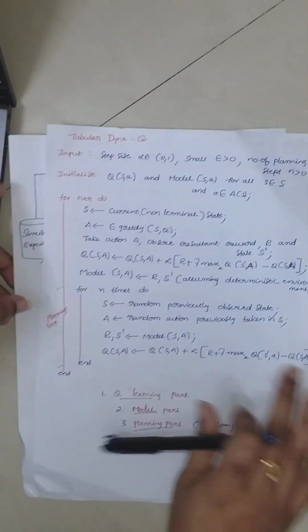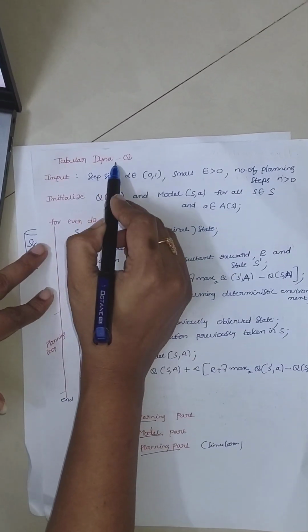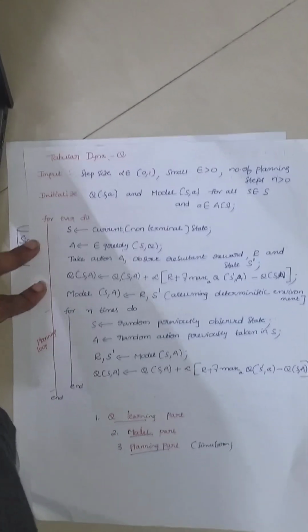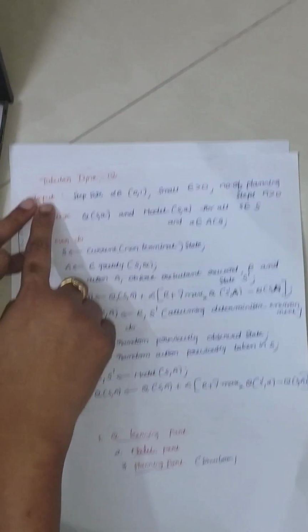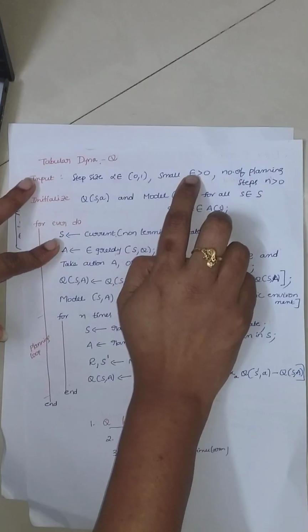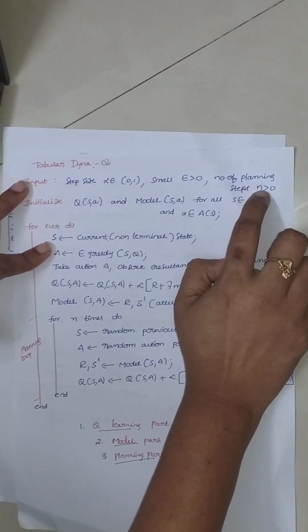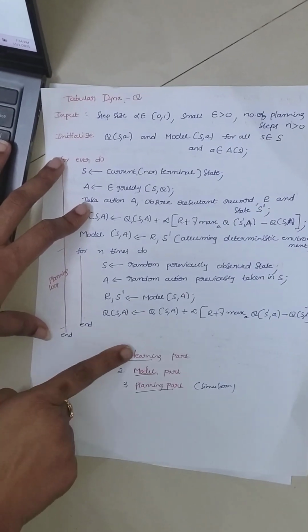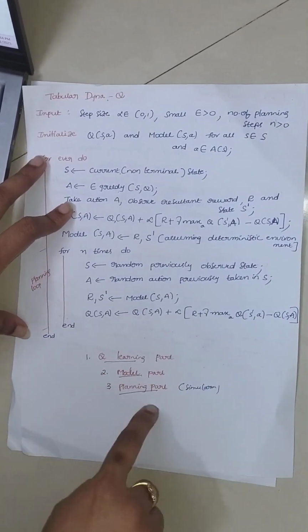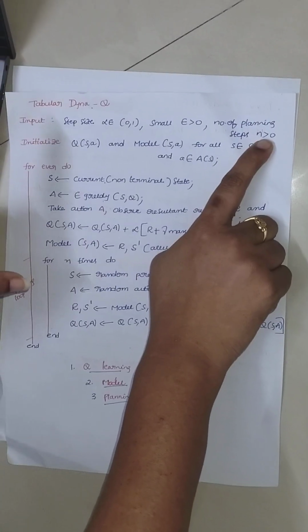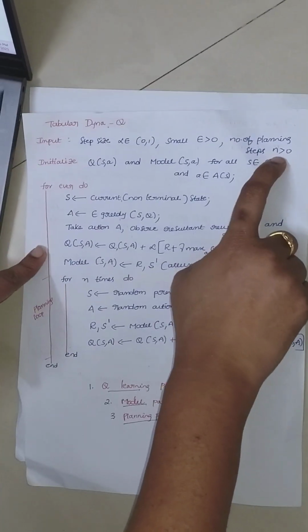So now we are going to see the pseudocode of this Q learning algorithm. So this is the pseudocode, the Dyna-Q architecture. In the input, we all know the step size alpha, which is between 0 and 1, epsilon should be greater than 0, and the number of planning steps n greater than 0. Here planning means, we have seen it follows 3 steps: Q learning, model, planning. Planning means simulation. How many simulations can you perform? It should be greater than 0.